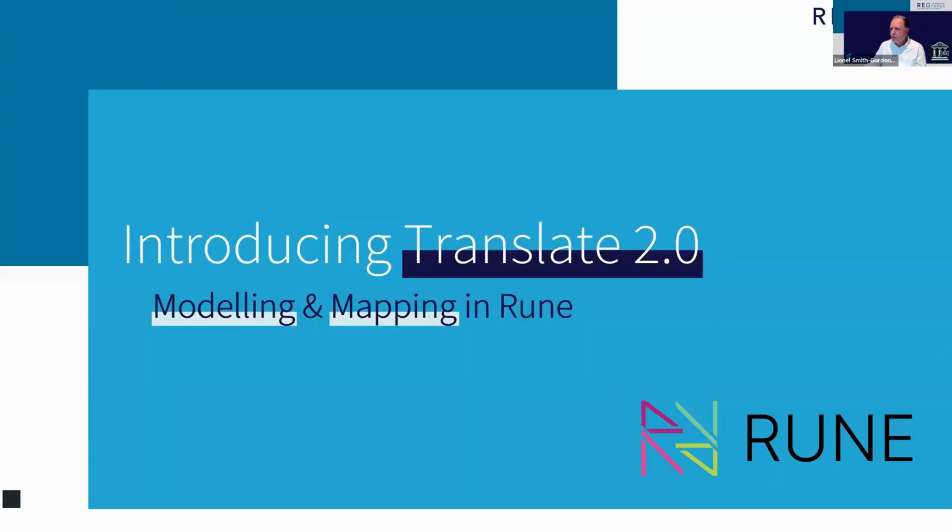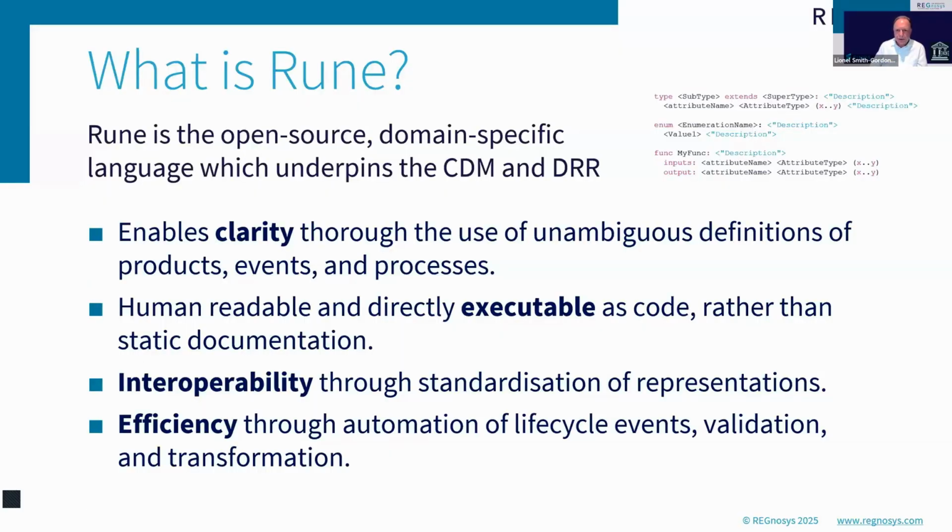Let's look then. I've shown you how it's all working. Let's have a look at how that is done. And specifically, we want to introduce to you Translate 2.0, which is the name we've given to the new function of being able to model and map data using RUNE. And as I said, RUNE is the underlying capability that enables us to do this. It enables clarity, but most importantly is executable as code, as well as being readable as a definition as well.